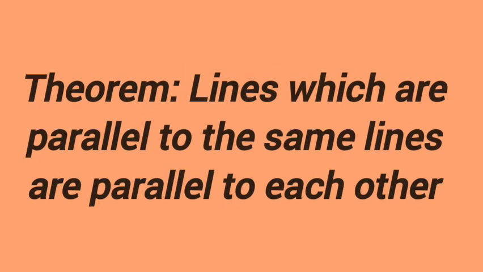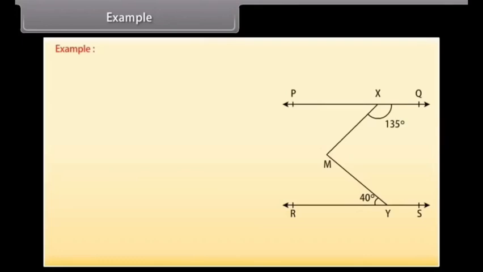First one, theorem: lines which are parallel to the same line are parallel to each other. Let us prove this with the help of an example. Now let us solve examples related to parallel lines. Given that PQ is parallel to RS, angle MXQ is equal to 135 degrees and angle MYR is equal to 40 degrees. Find angle XMY.